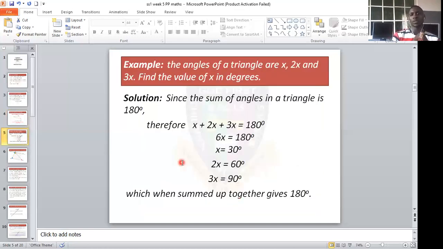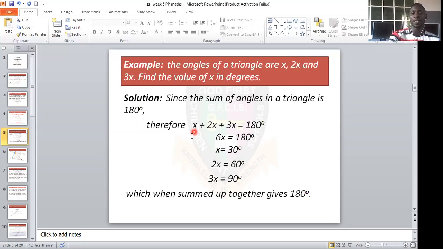Let's consider this example. The 3 angles of a triangle are x, 2x, and 3x. Angle A equals x, B equals 2x, and C equals 3x. Find the value of x in degrees. This is one of the simplest questions you can get in the angles of a triangle. What you need to do is sum the 3 angles together and equate it to 180, to follow the theorem, which is that the sum of angles in a triangle equals 180.